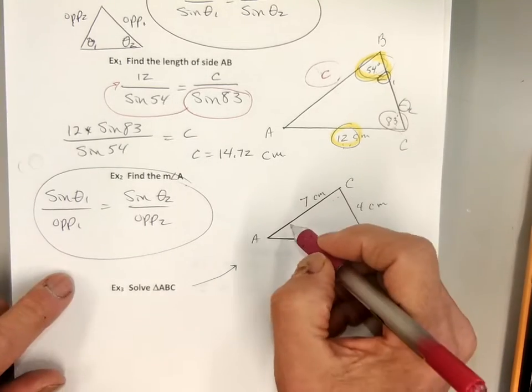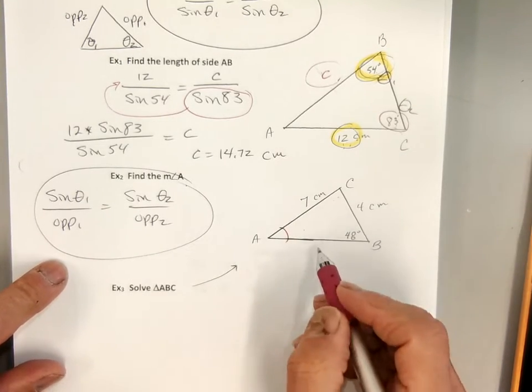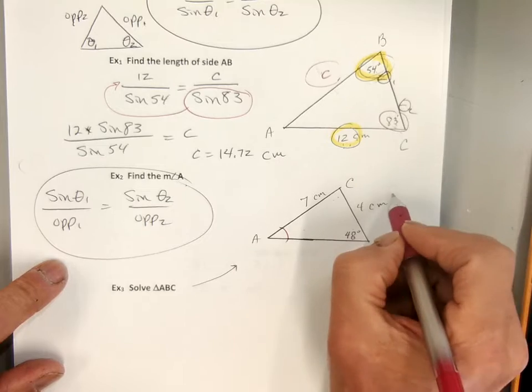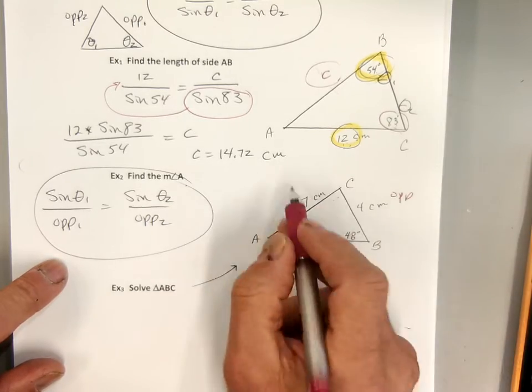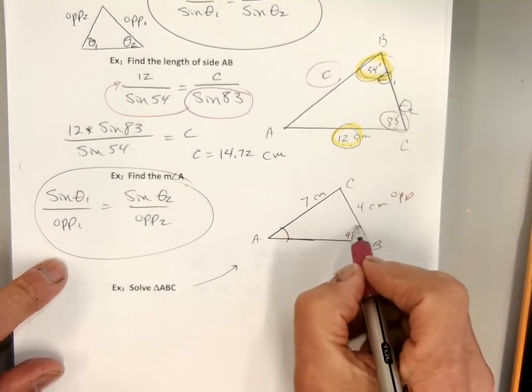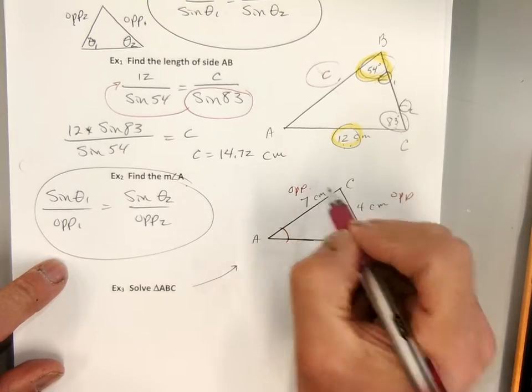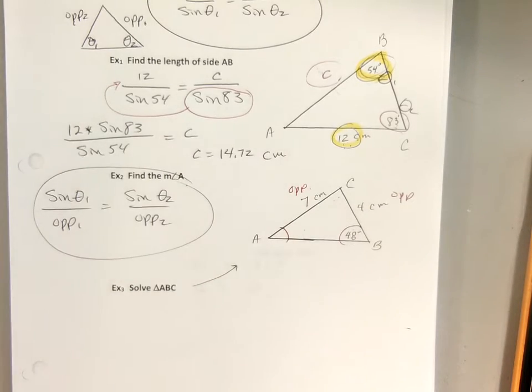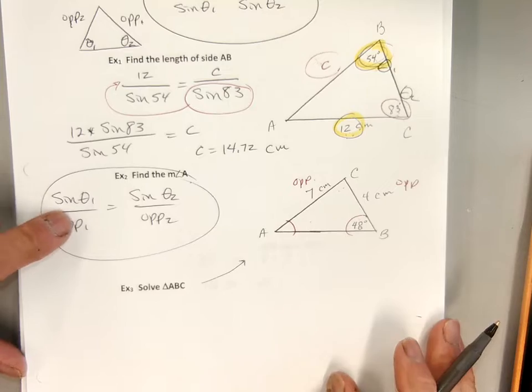If I need angle A, I'm looking for opposites. Angle A, there's its opposite. And I have a pair of opposites here. Here's angle B and its opposite side. So I'm going to write my formula.